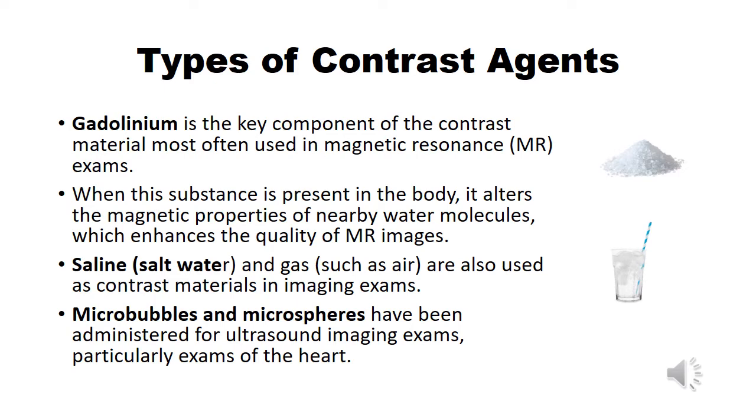Gadolinium is the key component of the contrast material most often used in magnetic resonance, MR, exams. When this substance is present in the body, it alters the magnetic properties of nearby water molecules, which enhances the quality of MR images. Saline, salt water, and gas, such as air, are also used as contrast materials in imaging exams. Microbubbles and microspheres have been administered for ultrasound imaging exams, particularly exams of the heart.